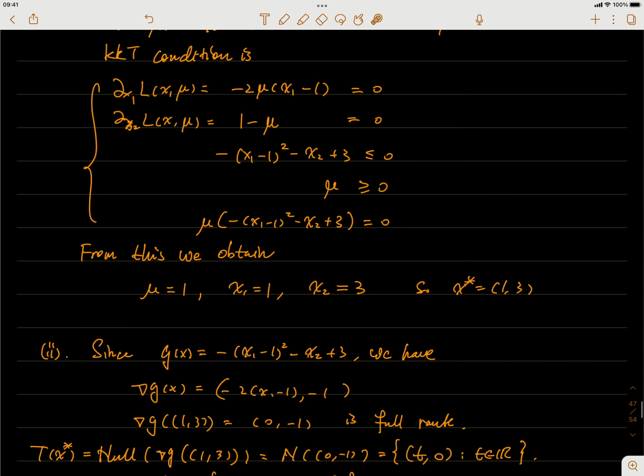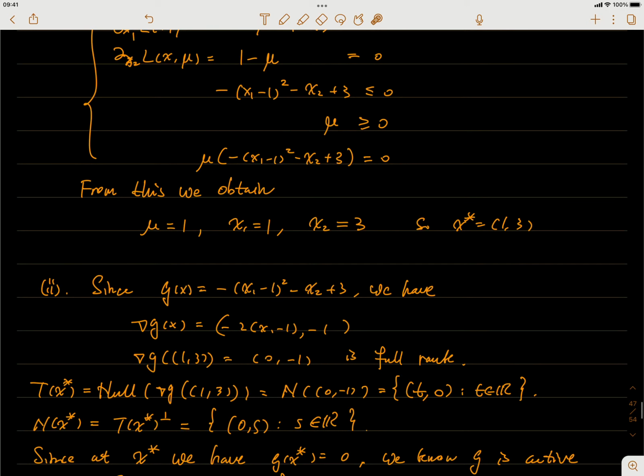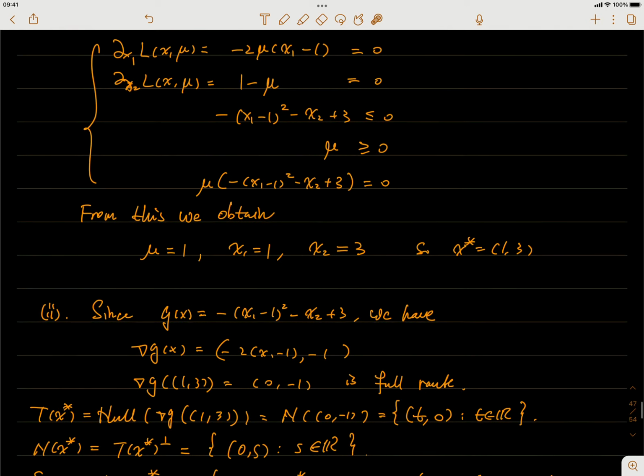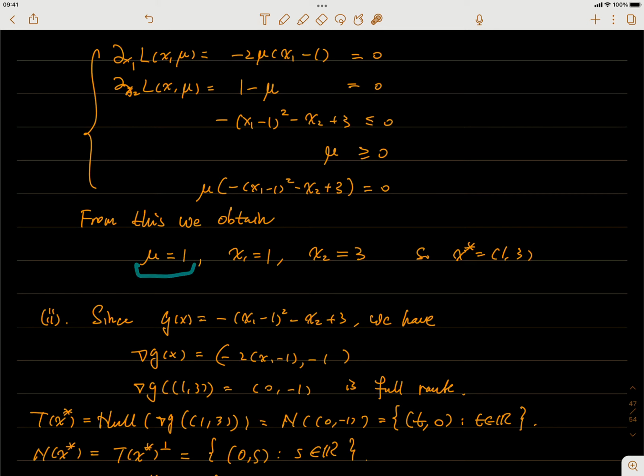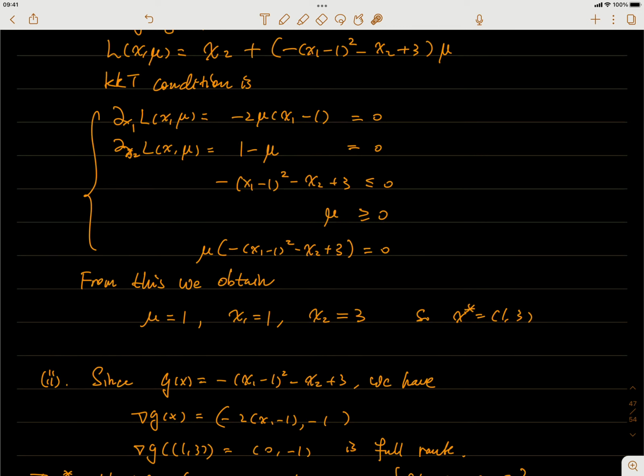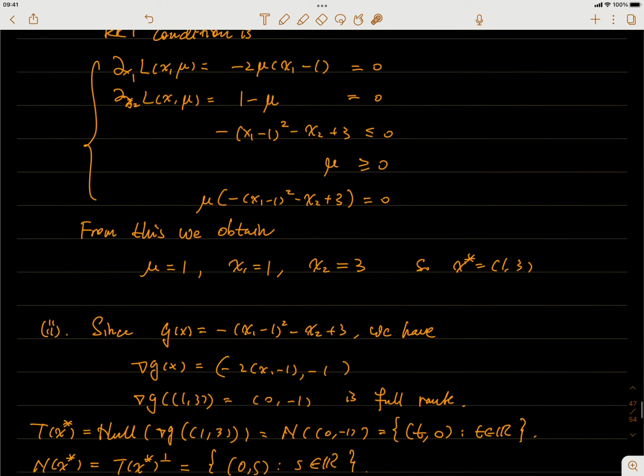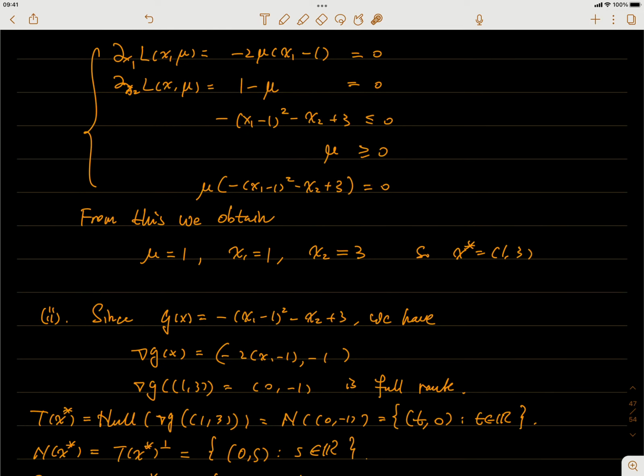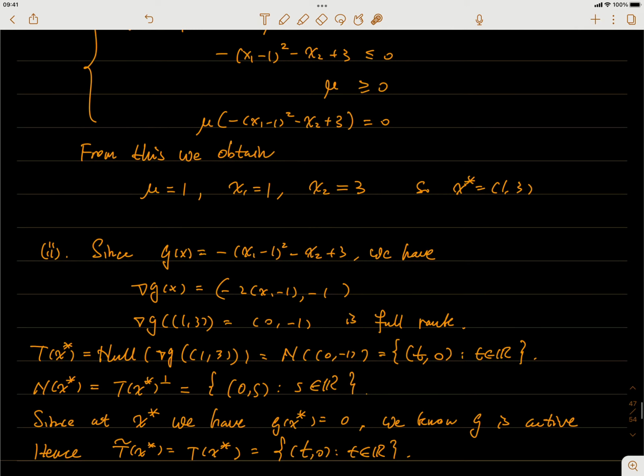Then we try to solve this, and we get the only solution like that. So that is the only point that satisfies the condition. We also need to check if this x star is a regular point or not. In this case, you can see that mu is equal to 1. The constraint is actually active, because when you plug in 1 and 3 here, you see that it is equal to 0. So we just need to take the gradient, or the Jacobian, of g.